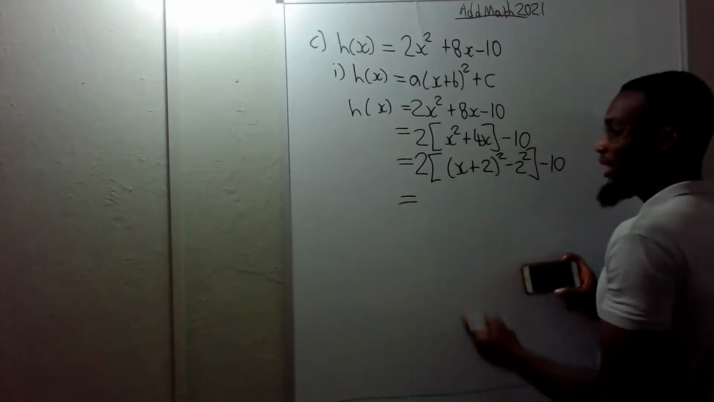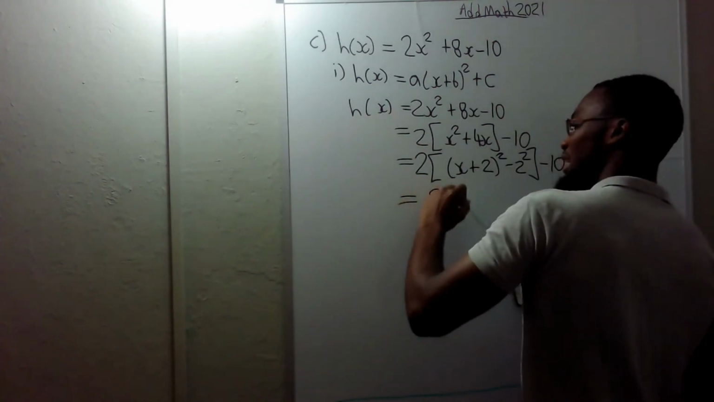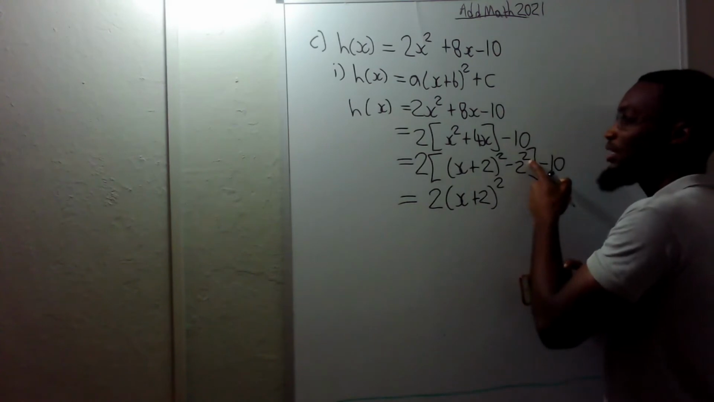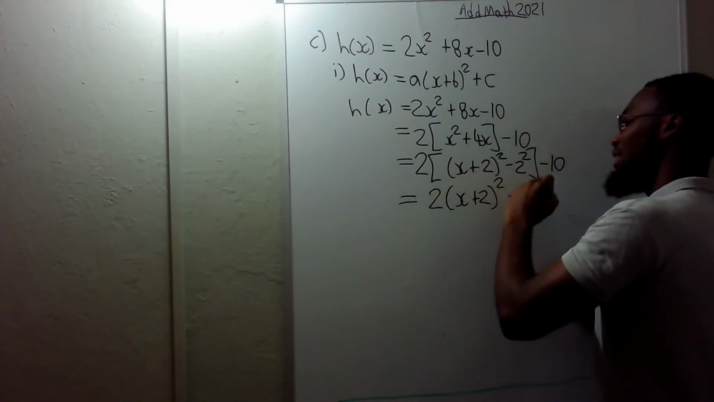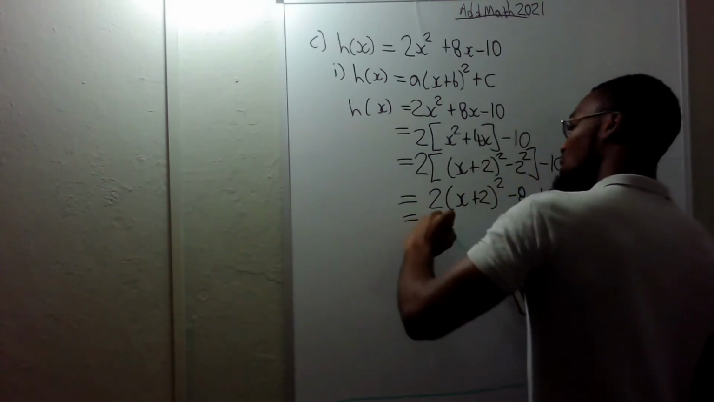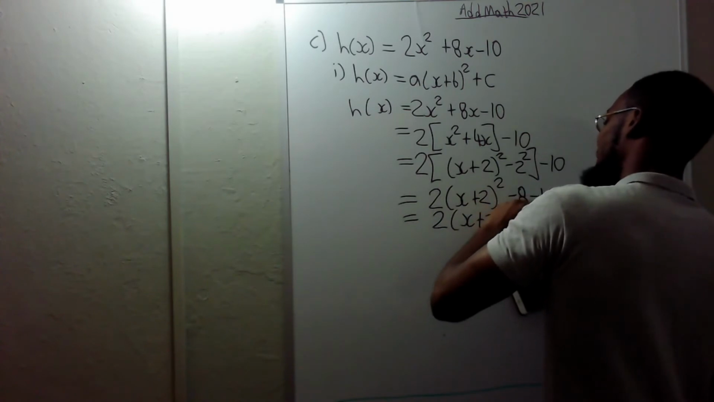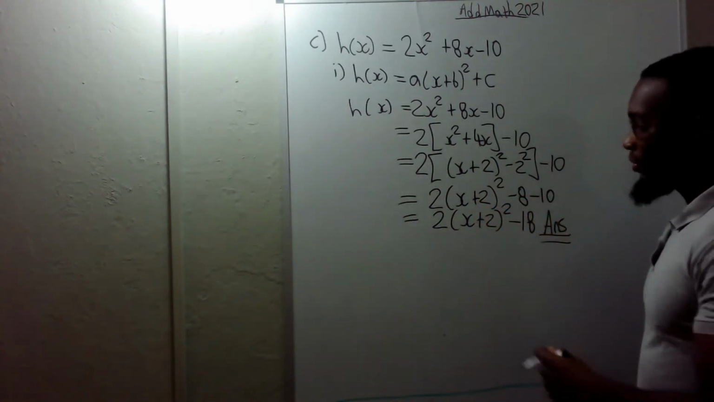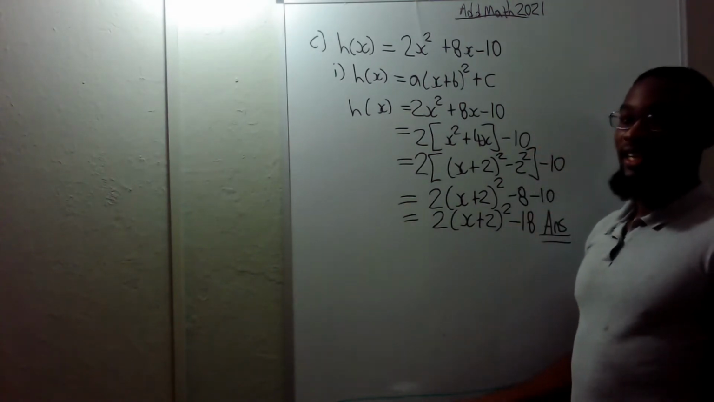So this works out to be multiplying 2 times everything now. This is 2 times x plus 2 squared. Negative 2 squared is 4. 4 times 2 is 8. That's minus 8 minus 10. So this is now 2 in bracket x plus 2 squared minus 18. That's the answer right there. That's one way we can complete the square. That's one way of many.